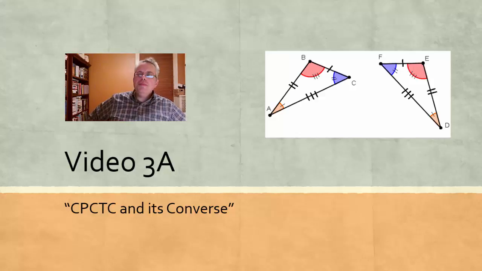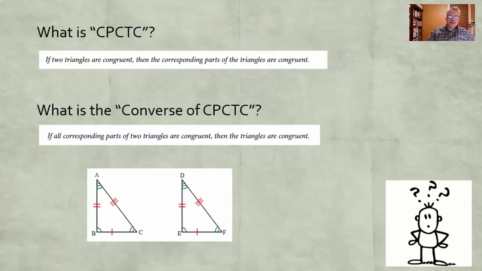Today we're going to talk about CPCTC and its converse. So first of all, what is CPCTC? Well, that's short for corresponding parts of congruent triangles are congruent. So if two triangles are congruent, all their angles have to be congruent and all their sides have to be congruent. And that's what this statement says. The actual statement of CPCTC is, if two triangles are congruent, then the corresponding parts of the triangles are congruent.